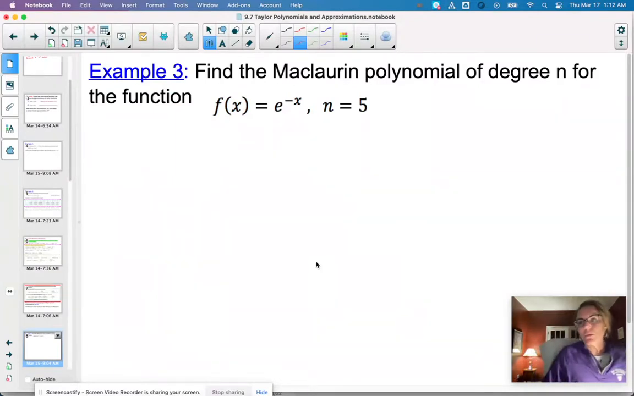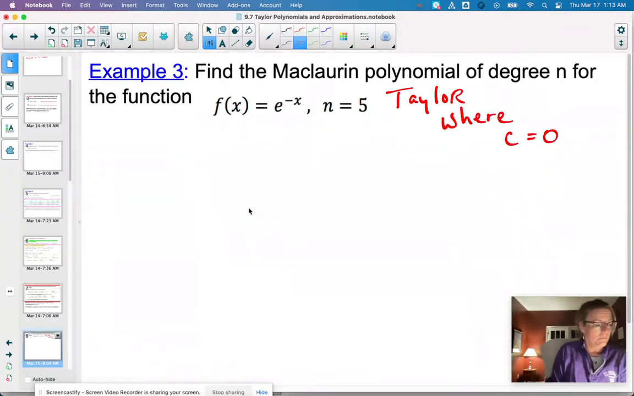Find the Maclaurin polynomial of degree n for the function. Well, degree n is going to be 5 because I tell you that. I'm telling you it's a Maclaurin, so right away we know that, like we said, every Maclaurin is a Taylor, but in this case, c is 0.